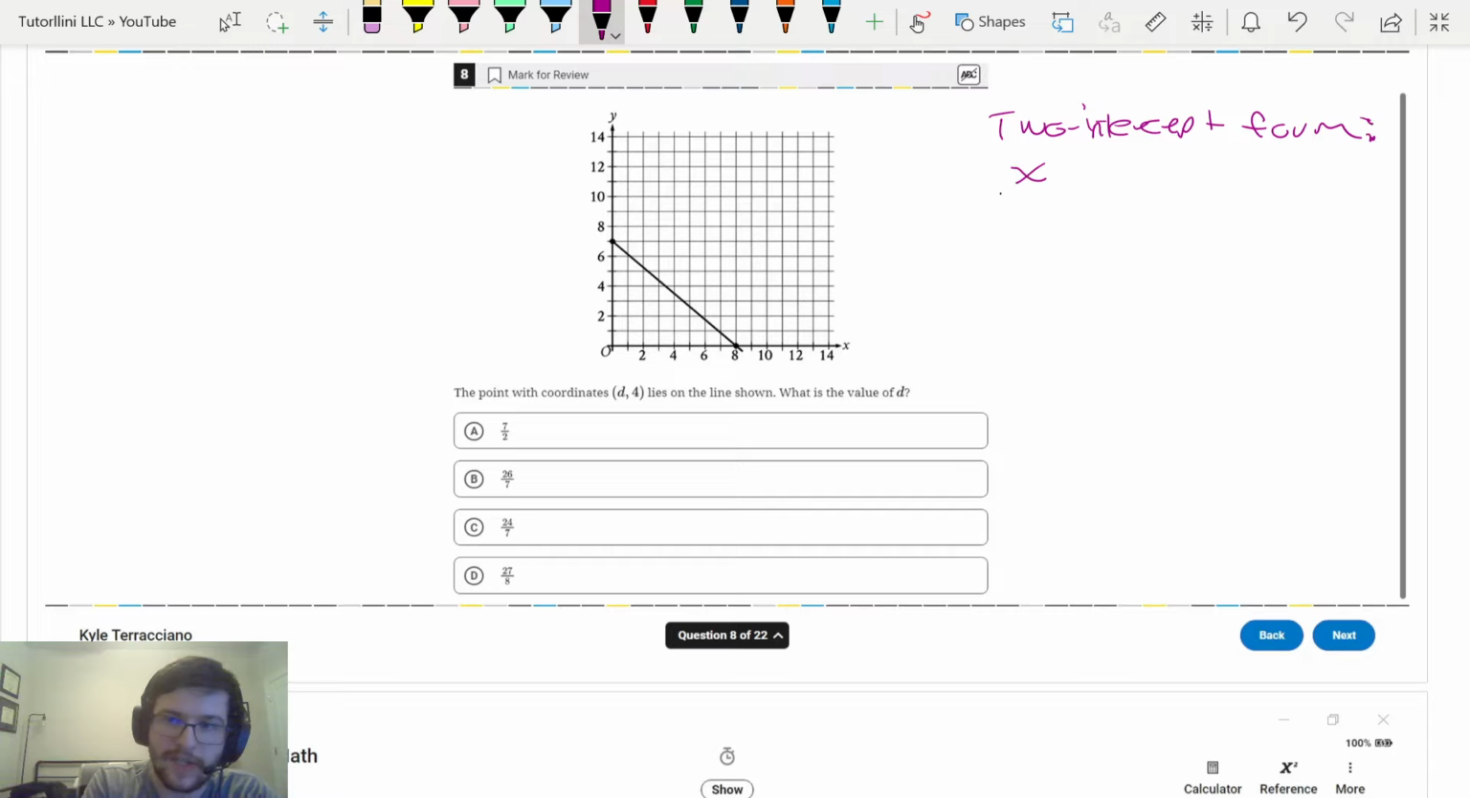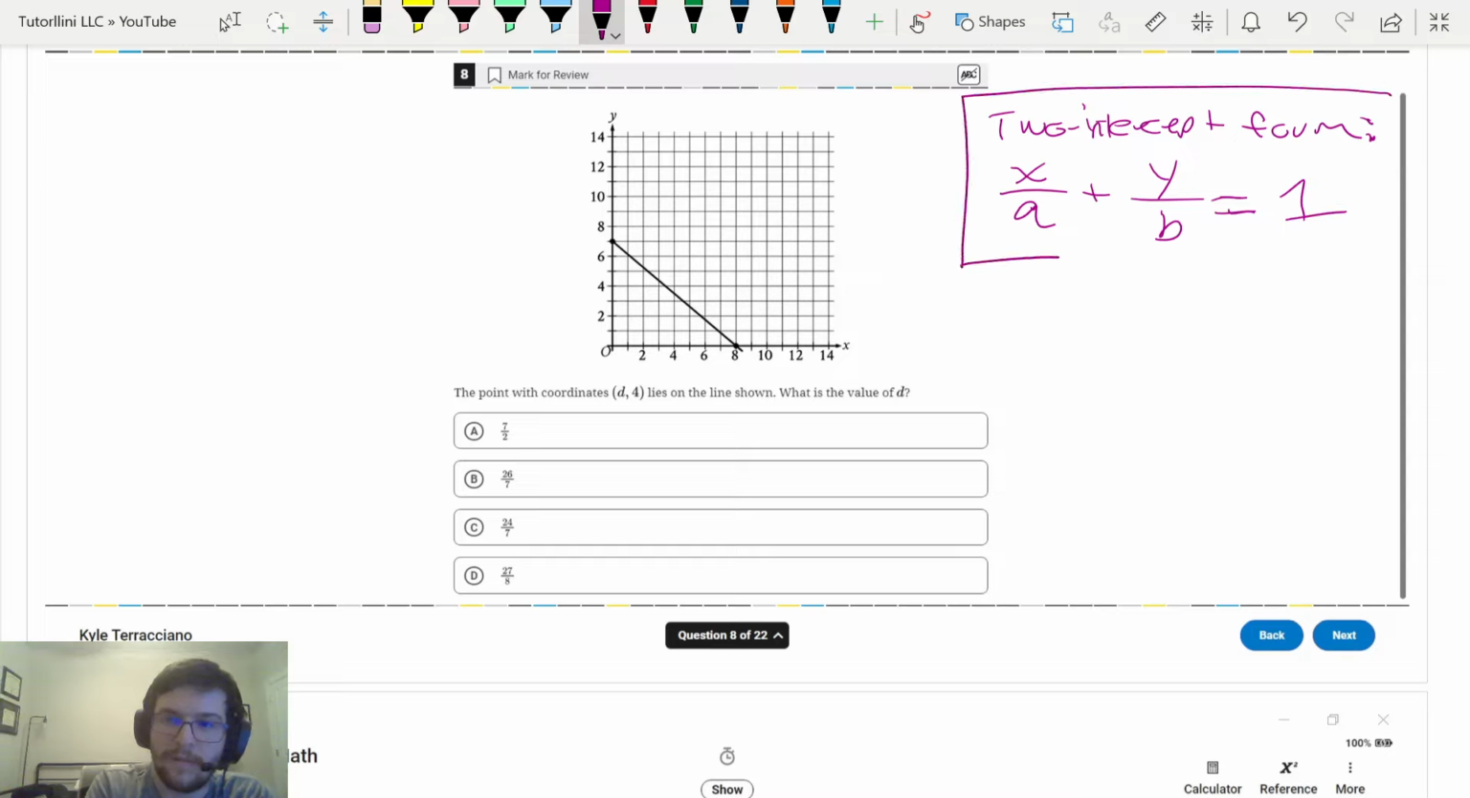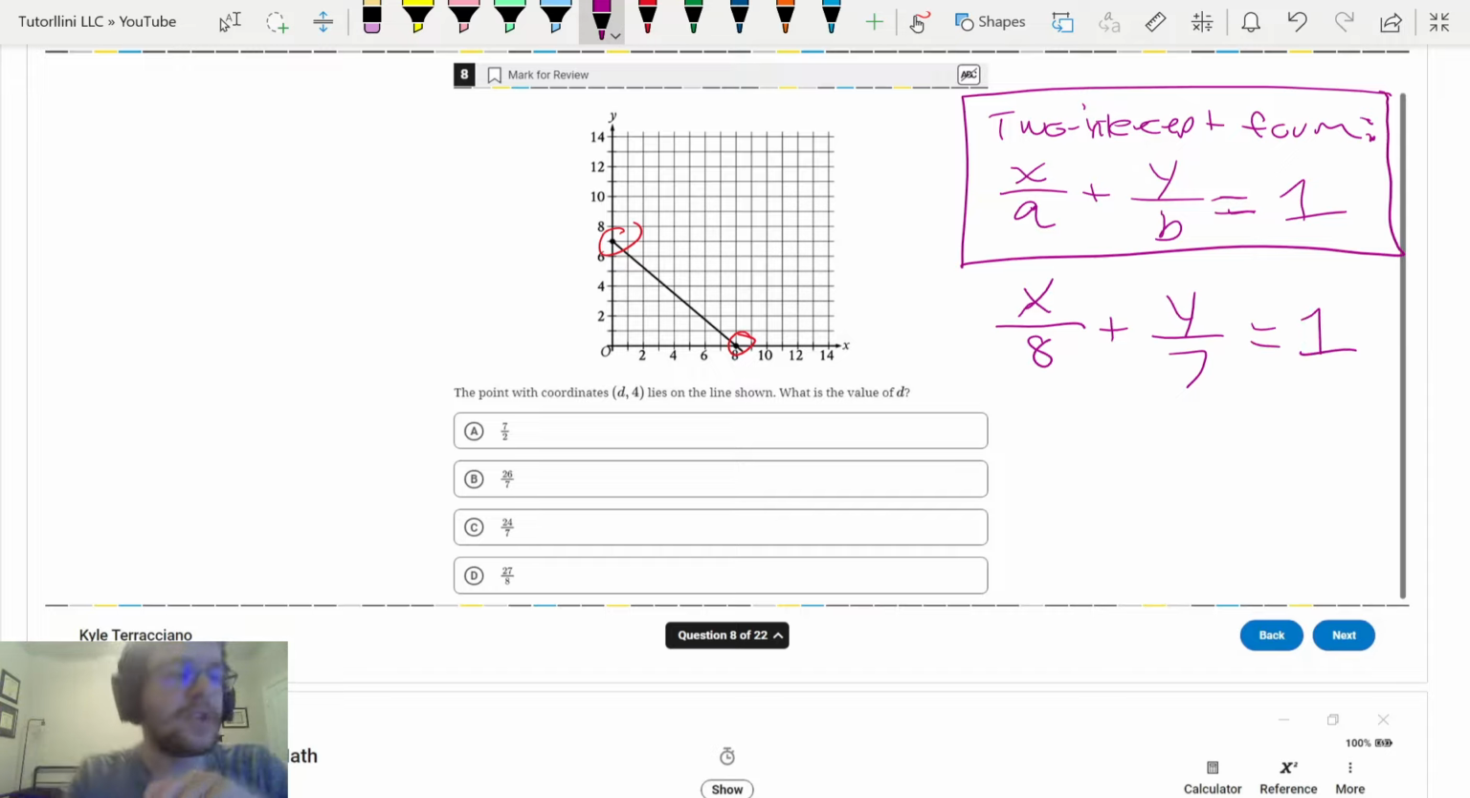So it goes like this: x over a, the x-intercept, plus y over b, the y-intercept, equals 1. So the x-intercept is 8 and the y-intercept is 7. So I'm going to write x divided by the x-intercept, which is 8, plus y divided by the y-intercept, which is 7, equals 1. Now to make this equation look nicer, you can multiply the whole equation by the least common denominator. The least common multiple of 8 and 7 is 56. So we're going to multiply the whole equation by 56.